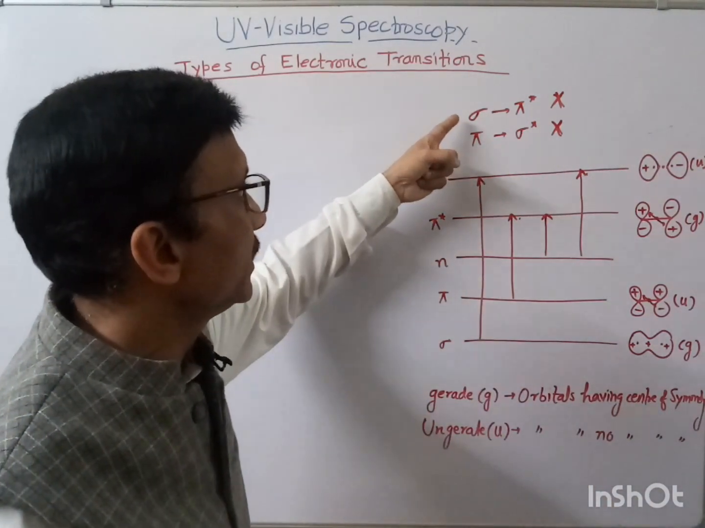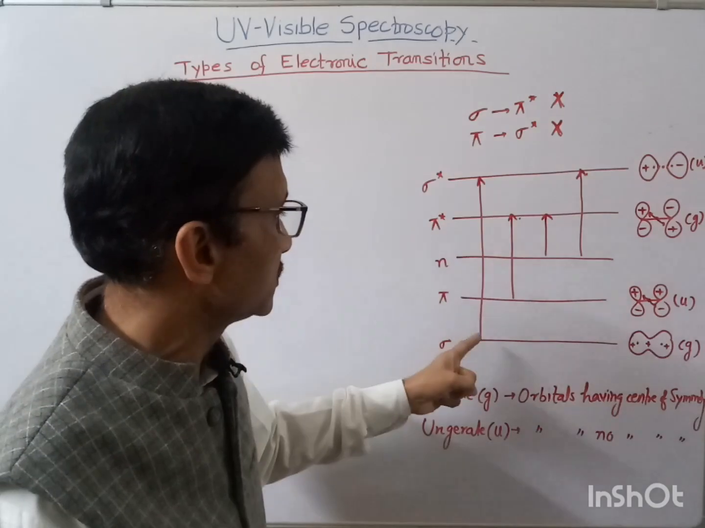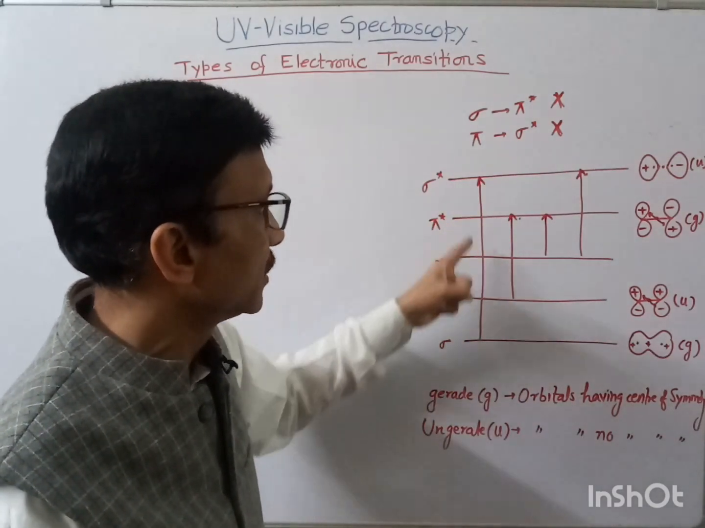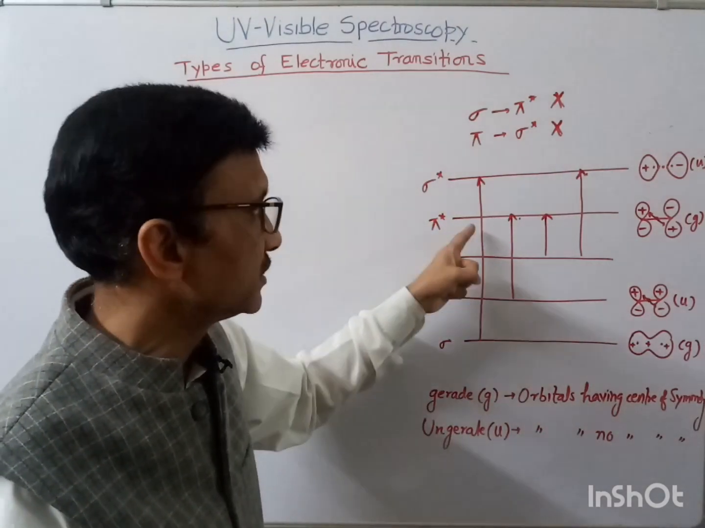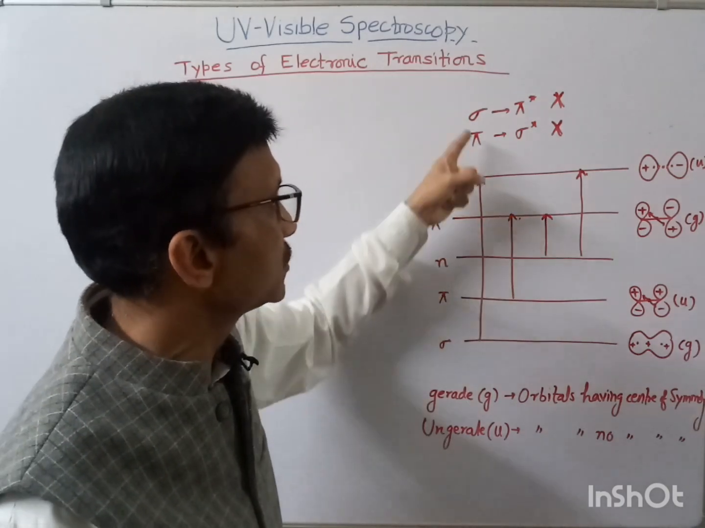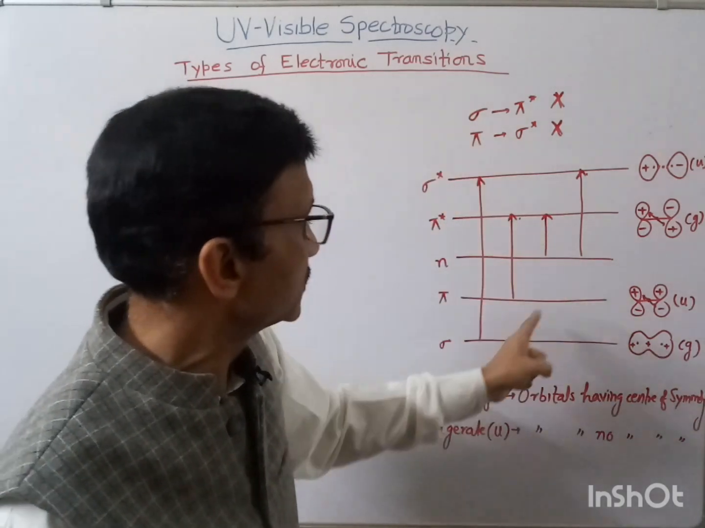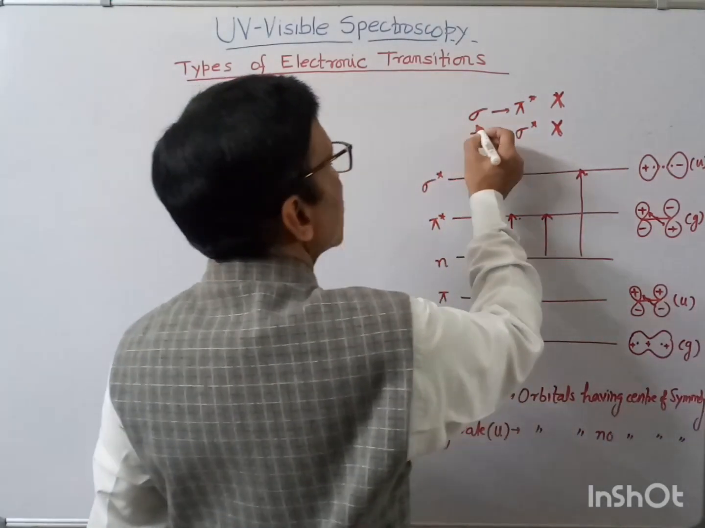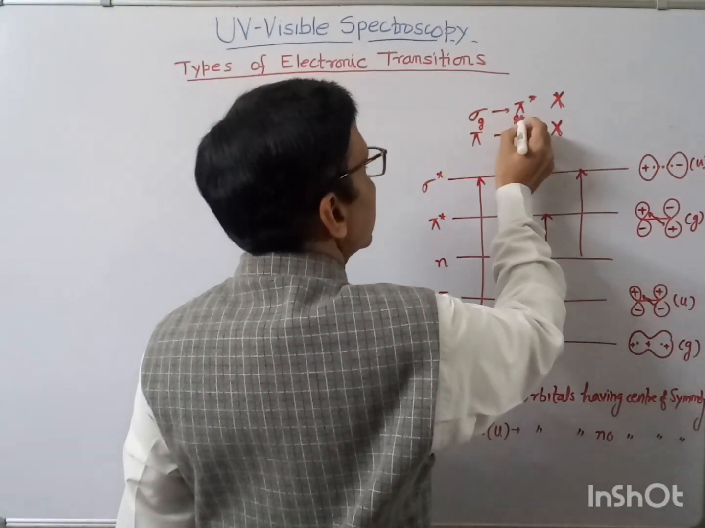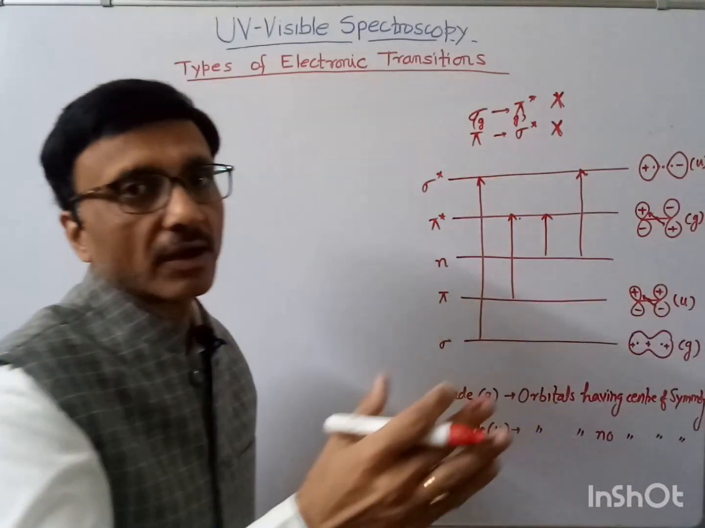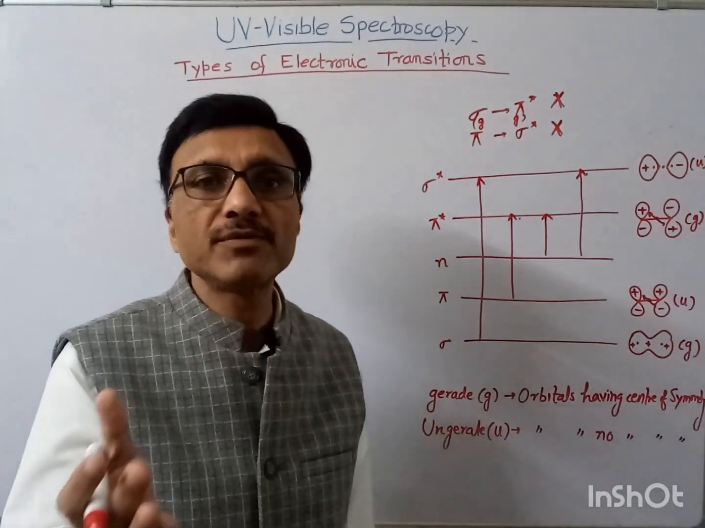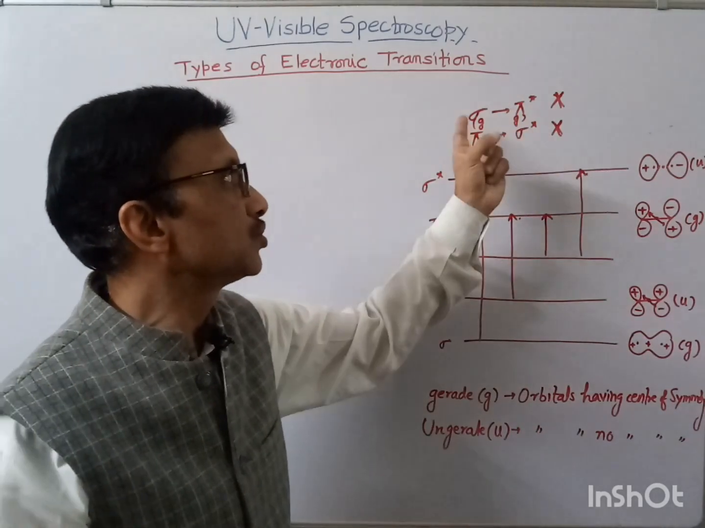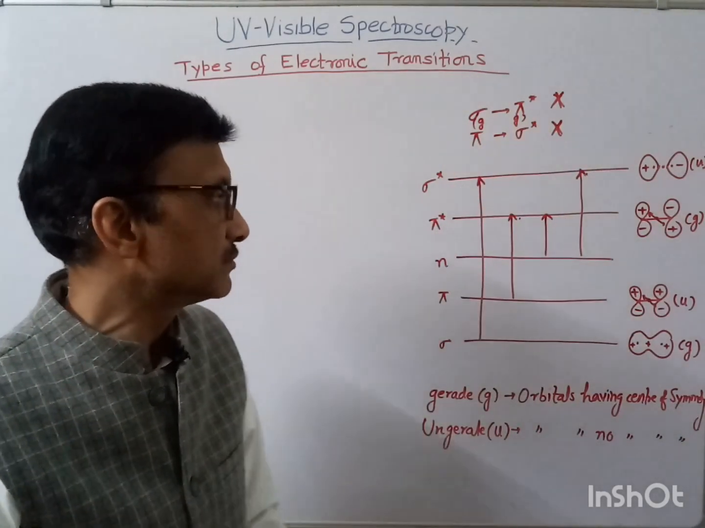If you see, sigma to pi star is not possible, because sigma is gerade, and as you can see pi star is also gerade. Both are gerade. When a transition takes place, the symmetry changes. Here there is no change in symmetry, so it is not possible.